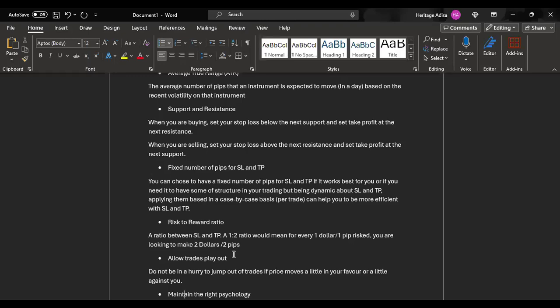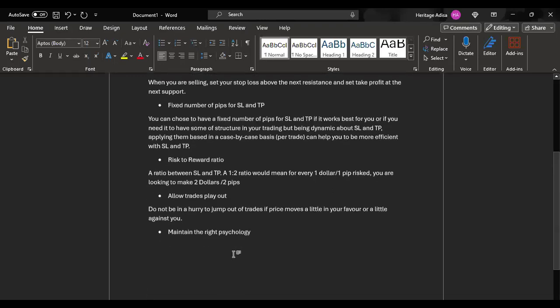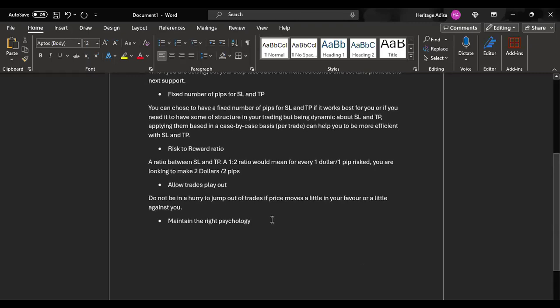And finally, psychology. That's what I just talked about not long ago. As a trader, you must understand that having the right approach or mindset to trading is important. Let me write it down. You must remember that you cannot win every trade, and every trade is an opportunity to learn.